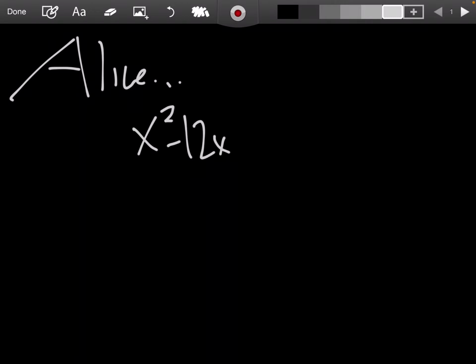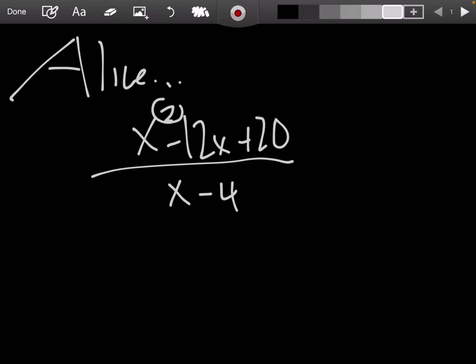Hello! Let's move on to how to solve an example of a rational function with a slant asymptote. Alice was given the equation x squared minus 12x plus 20 over x minus 4. Right off the bat, you can tell this has a slant asymptote. Why? Because the power on the numerator is greater than the one on the denominator. So it will have a slant asymptote.